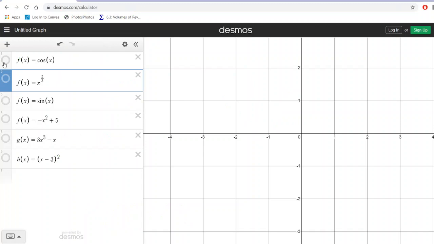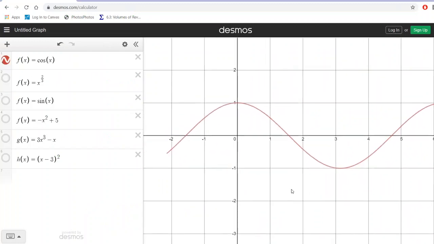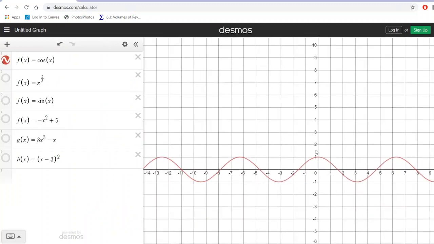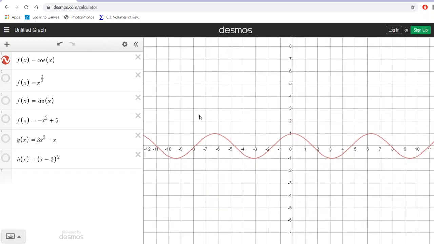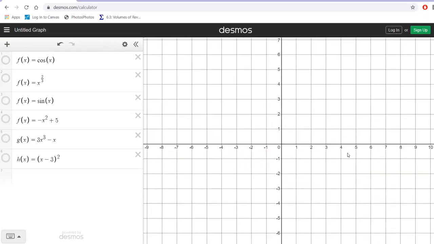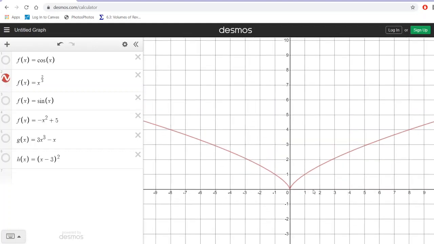So what does the graph of cosine look like? It looks like this. Notice that it has this wave pattern, but it's symmetric about the y-axis, right? Whatever it's doing on the right, it's doing the exact same shape on the left. One more example is f of x is equal to x to the 2/3. Again, this one actually has an even and an odd number involved in it, but we can see that it has that kind of symmetry about the y-axis.